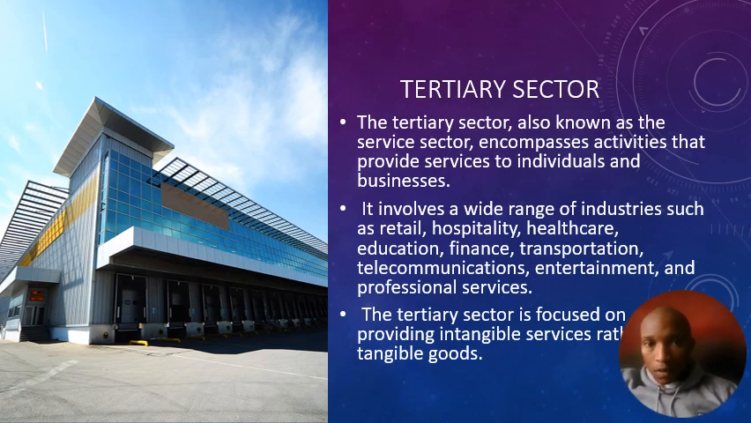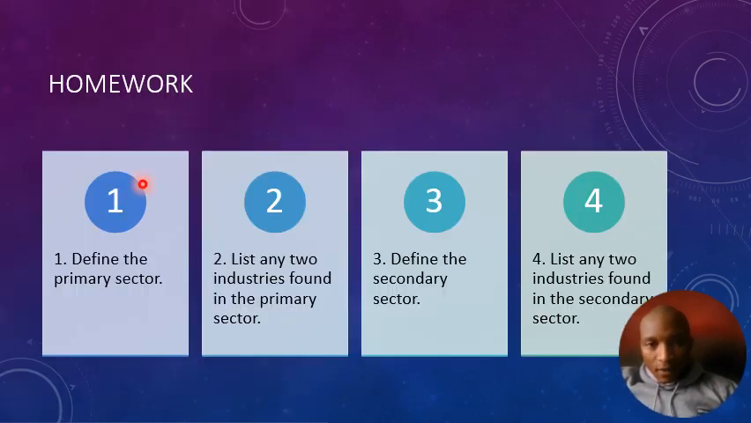I hope that we all understood the three sectors of the economy that an entrepreneur can look into, and we can now go to our activity. As your home activity, you will define the primary sector. You will list any two industries that are found in the primary sector. You will define the secondary sector, and list any two industries found in the secondary sector. I hope that is clear, and I hope that we all understood the work.